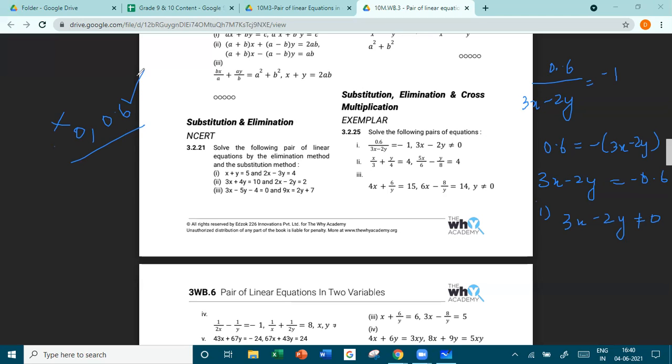Ma'am, can it be like if 3x minus 2y is equal to minus 0.6, then we can say that minus 0.6 is not equal to 0, then we can substitute it there? No. Yeah, but how will we find x and y then? Yeah, if you are writing something like this, it's not making sense, right? Because it is obviously not equal to 0. So what are you trying to equate or trying to do?